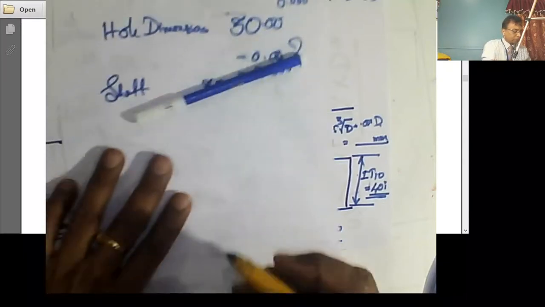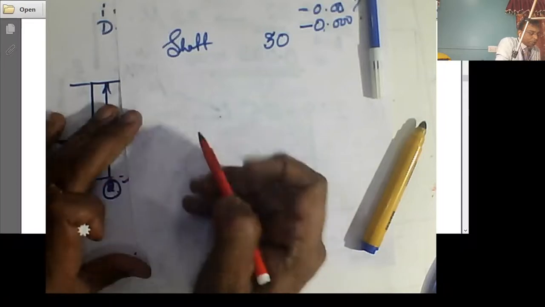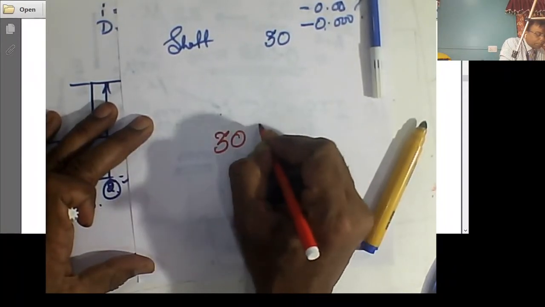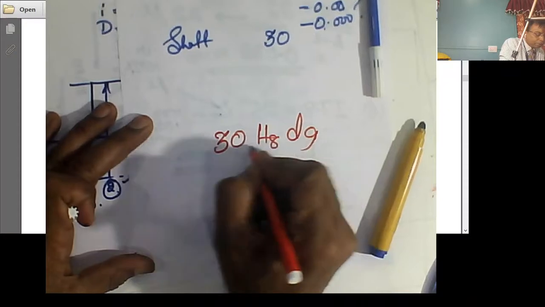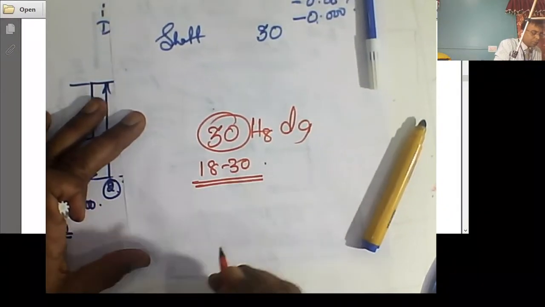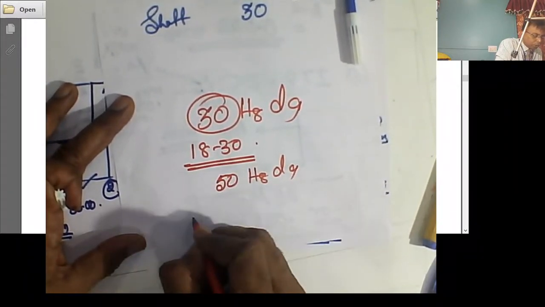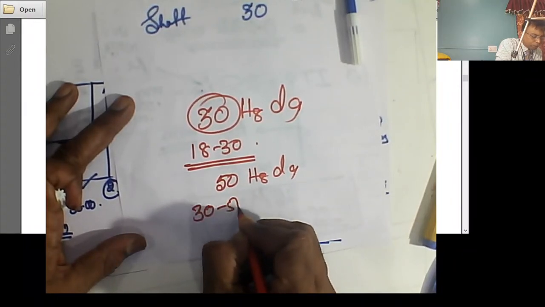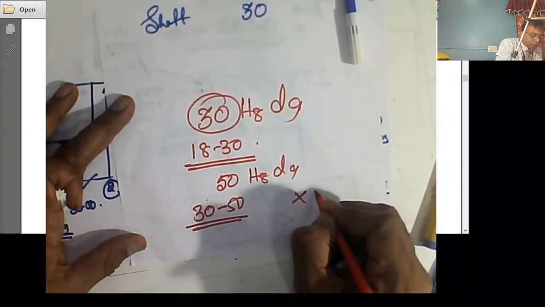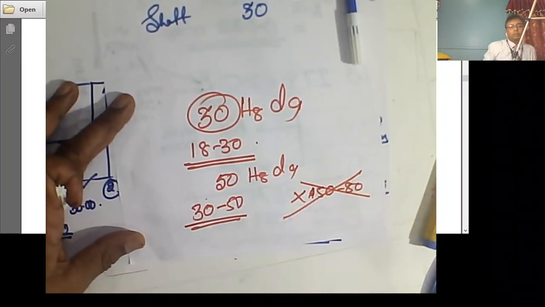Let me clear that. One sec, please. Check this. Okay, this is visible. If the given size is 30 H8D9, this is the 18 to 30 diametral step. If the given size is 50 H8D9, you have to consider 30 to 50 and not 50 to 80. You should never consider this.